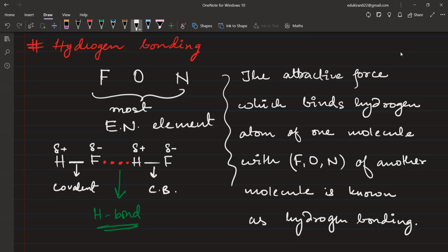It will happen only in these three. Okay, fluorine, oxygen, and nitrogen. The attractive force which binds the hydrogen atom of one molecule with fluorine, oxygen, and nitrogen of another molecule, or we can say another bond, not the same bond, is known as hydrogen bonding.